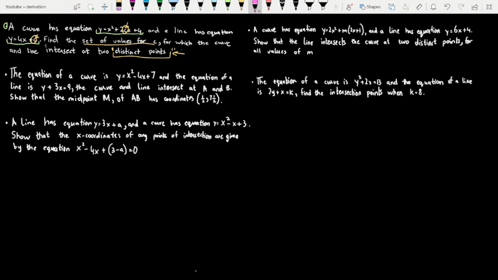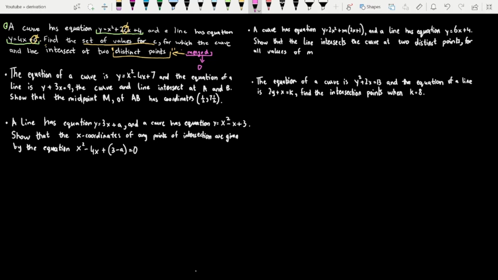Well, we talked in a previous video, if you watched that, about this merged equation. The purpose of this merged equation is to tell us the points of intersection. The merged equation tells us the points where the line and the curve intersect, and it has a discriminant. I'm going to write it with a capital D. If that discriminant is a positive number, then the curve and the line intersect at two distinct points.